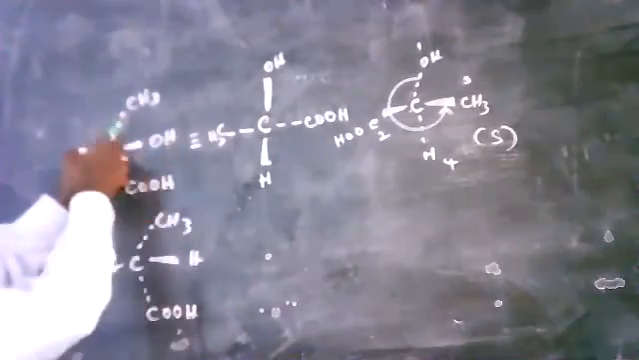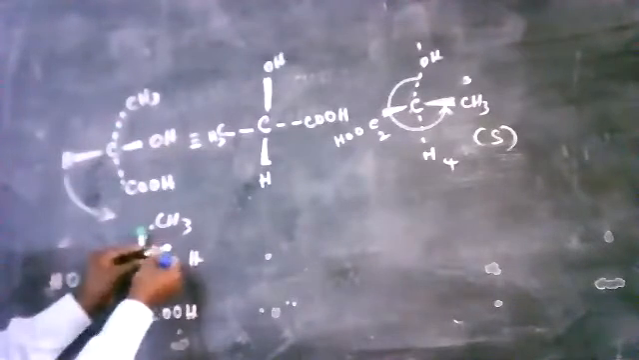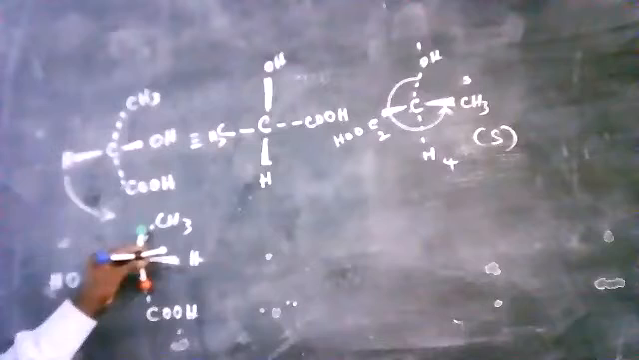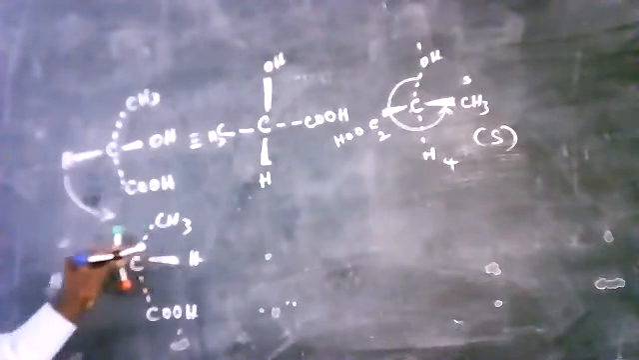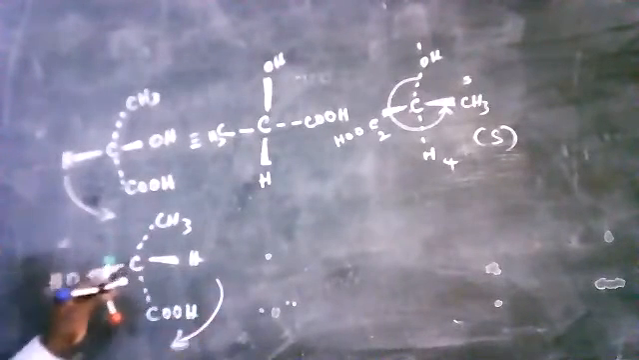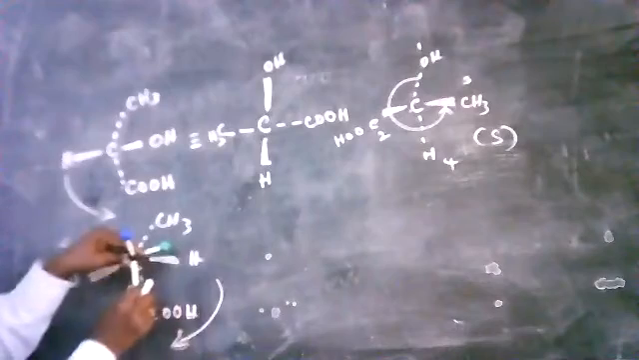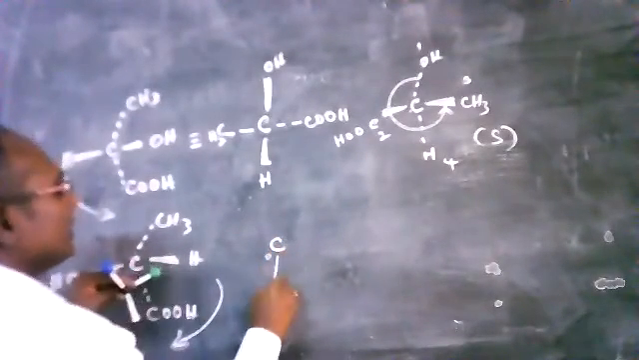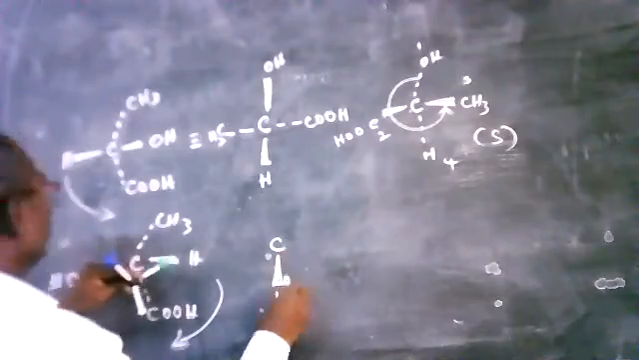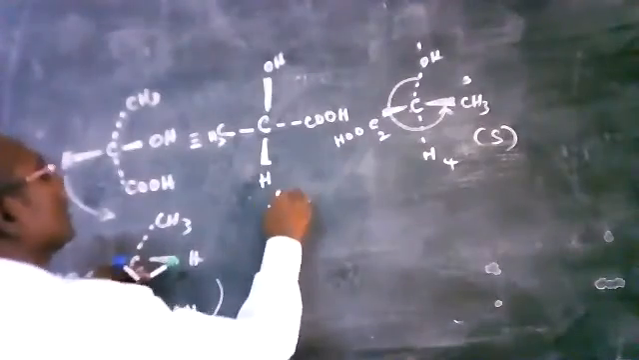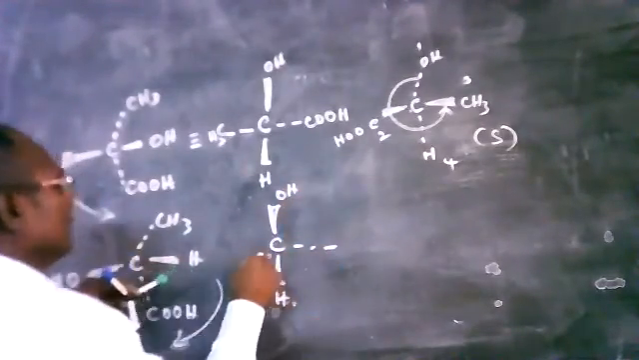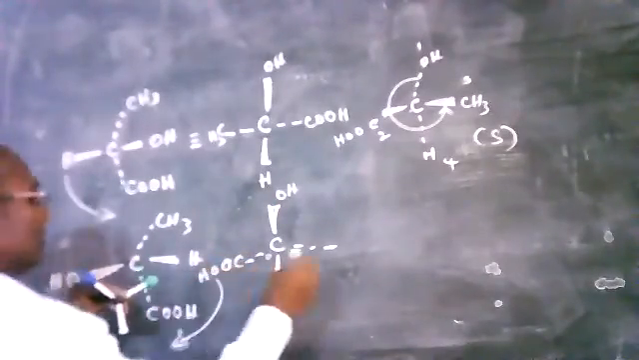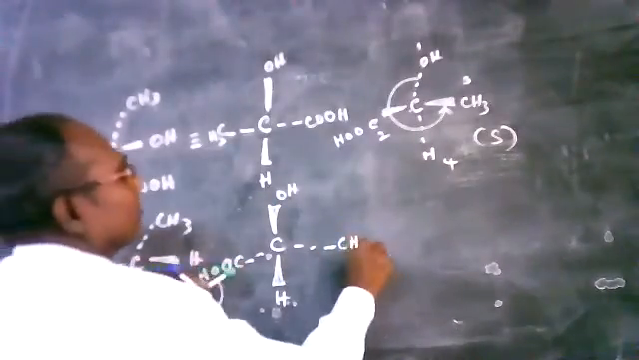Now I interchange these two. Hydrogen is white, OH is blue. Is it right? OH is blue. Now I want to bring the hydrogen down, so I turn the molecule like this. So the new molecule, what I'm getting is hydrogen has come down, OH has gone up, and then this is COOH here, then CH3 here.